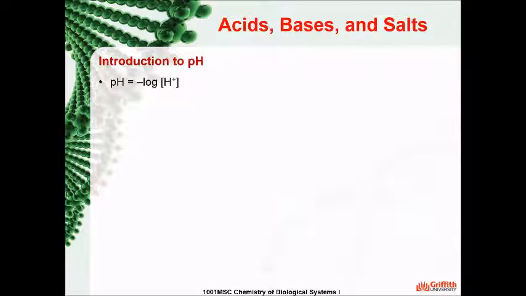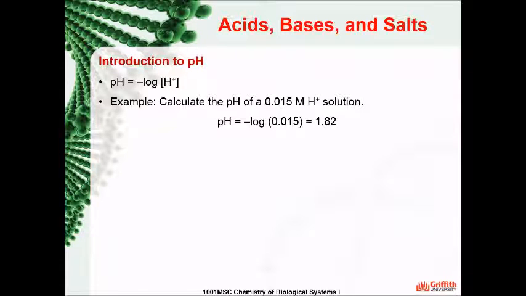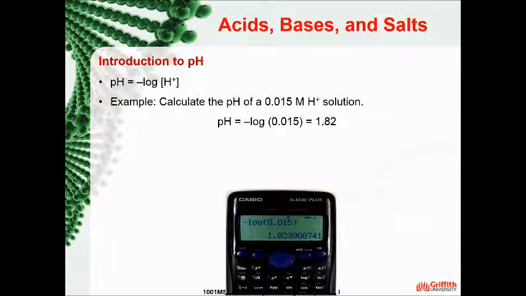Let's practice another example. Calculate the pH of a solution containing 0.015 molar hydrogen ions. We use the formula pH equals the negative log of 0.015, which if we put into our calculator will give 1.82. The calculation should look like the picture on your calculator.